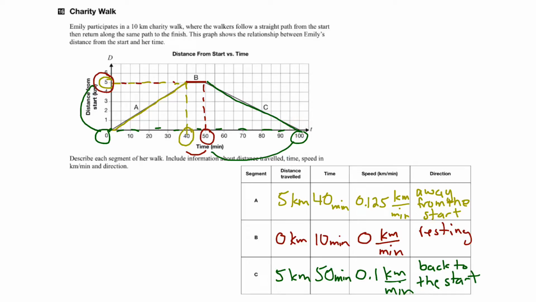So to summarize, Emily started here, walked away from the starting point at a constant rate because it is a straight line. She walked for 5 kilometers. Then she rested for 10 minutes, and then she walked back at a constant rate again, because it's a straight line, back to the starting point. You'll also notice that her speed or rate was faster in segment A, or going out, than it was coming back.